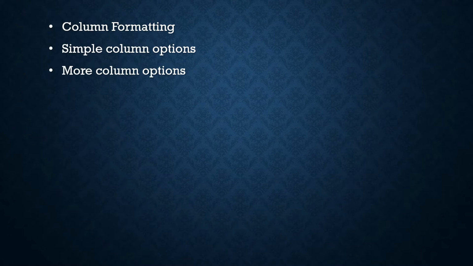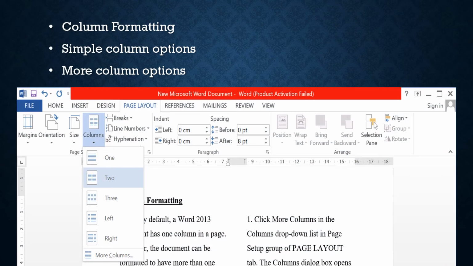So how you will do the settings here? We have to go to the page layout tab, right? Click the page layout tab, and in the page setup group, you can select the column options. Yes, 1, 2, 3, left, right. These column options you have, and apart from this you have more column options for setting the advanced features, right? Okay.